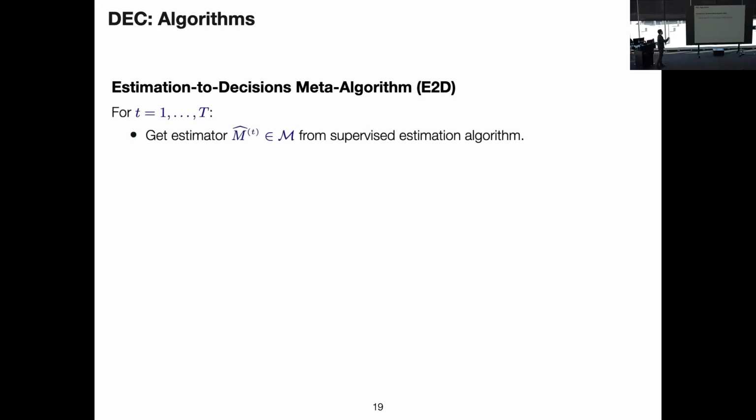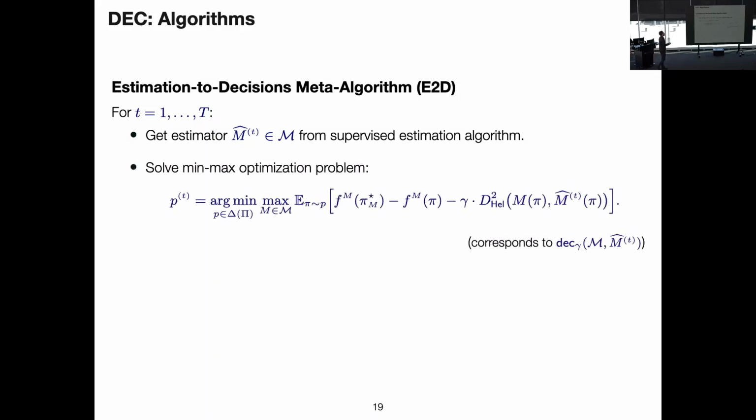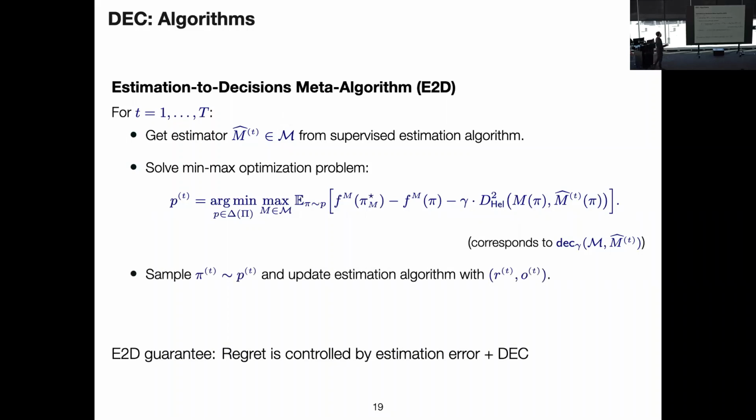It's very simple. We're going for capital T rounds. That's just the number of rounds in our decision-making problem. At each round, the first thing we're going to do is get some kind of estimator M hat T by running some kind of supervised estimation algorithm on all the data we've gathered so far, so all the rewards and observations. This can be whatever estimation algorithm you want, but you should usually think of something like MLE or regression. Once you have this estimator, which is really trying to estimate M star, which you don't know, all you're going to do is plug this into this decision estimation coefficient in place of the reference model. You're going to compute the distribution P that minimizes this thing. And then you're just going to pick your decision by sampling from this distribution.